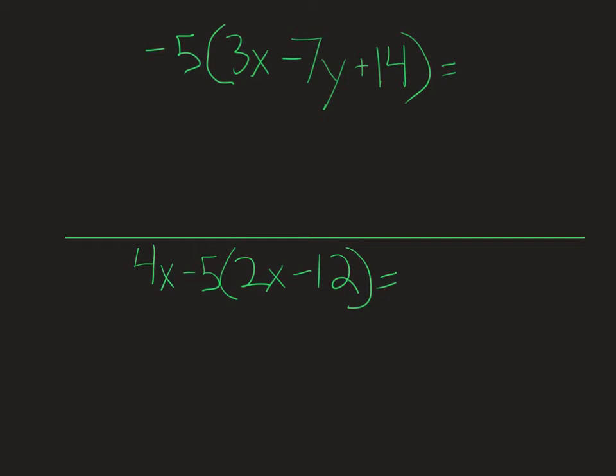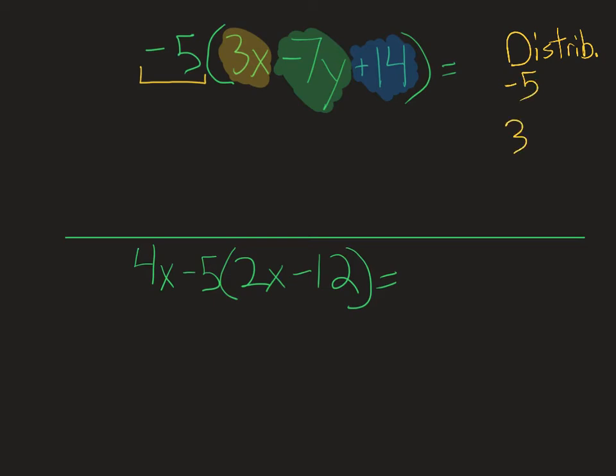Let me just walk that through again to show you right now. If I have a negative 5, and notice it is not a 5. It is a negative 5. Again, we've got to always attach those negatives. And I have 3 different things inside the parentheses. I've got a 3x, a negative 7y, and a 14. That tells me I'm going to distribute the negative 5 3 times.